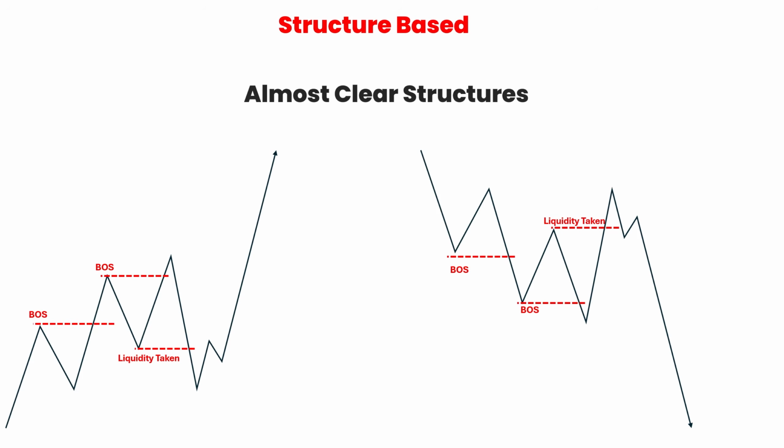So let's begin with the almost clear structure. This is the almost clear structure. The market will shoot to the upside, move lower, make a new high, make a new low, break again, but then the market will make this move to the downside.